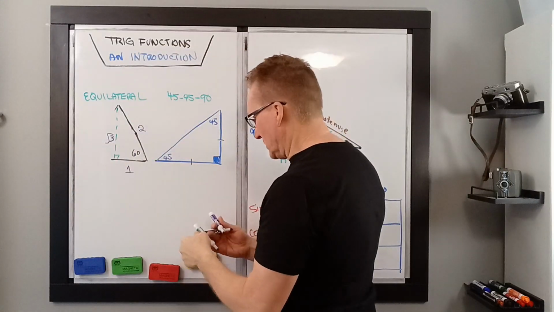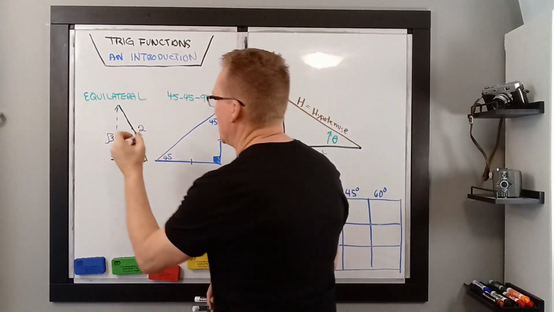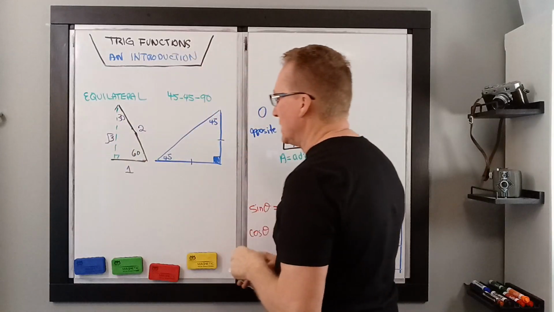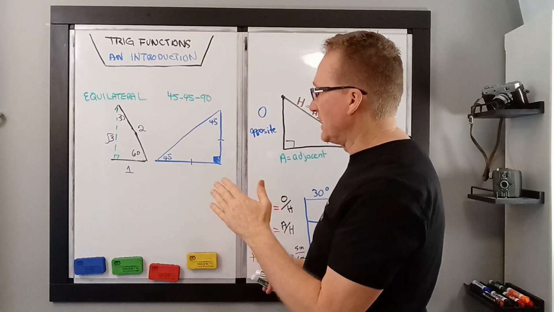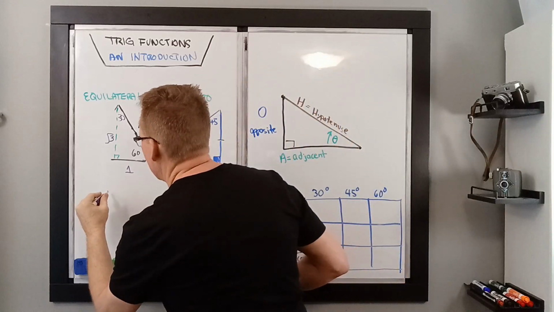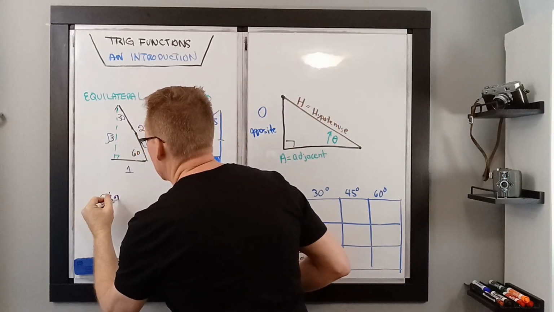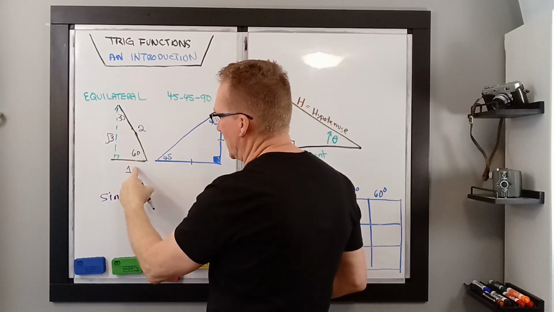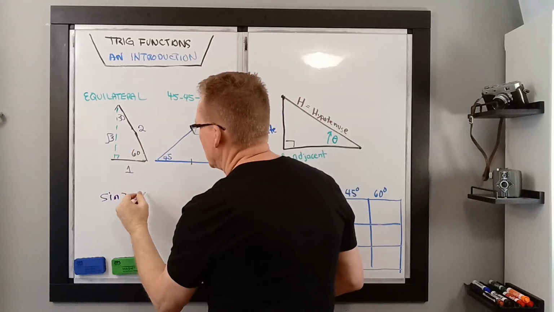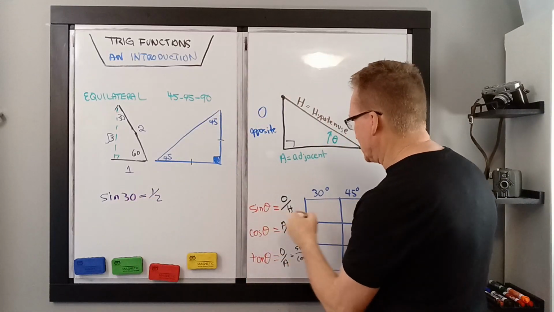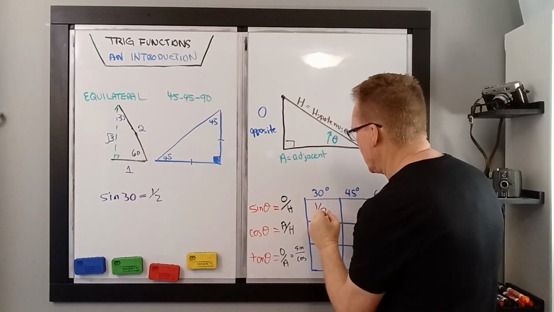So now we have a triangle up here. We have a 30-degree angle, and here we have a 60-degree angle. So let's look at the sine, cosine, and tangents of those. We're going to start off with the sine of 30 degrees. Sine of 30 degrees, take this one here, the opposite over the hypotenuse. That's going to be equal to 1/2. So I'm going to write that in here. The sine of 30 degrees is 1/2.